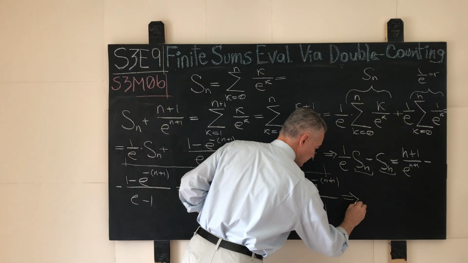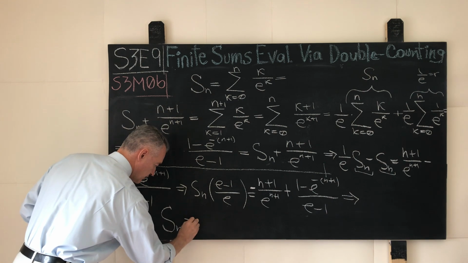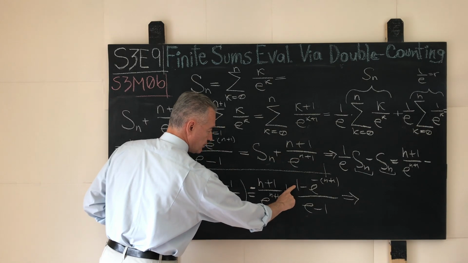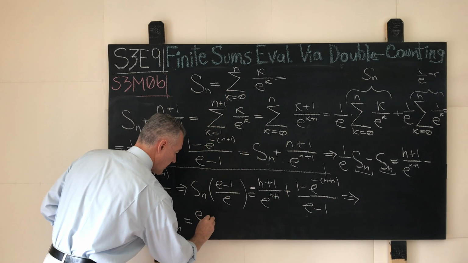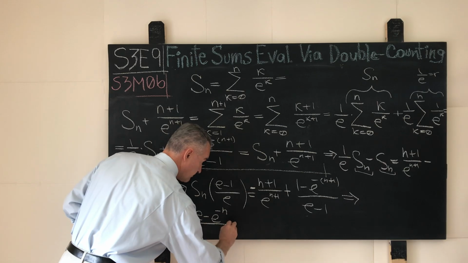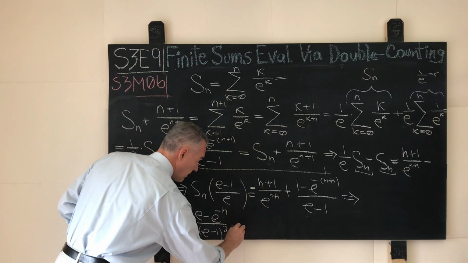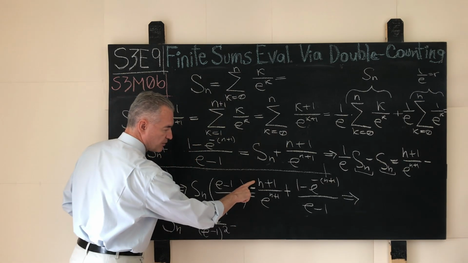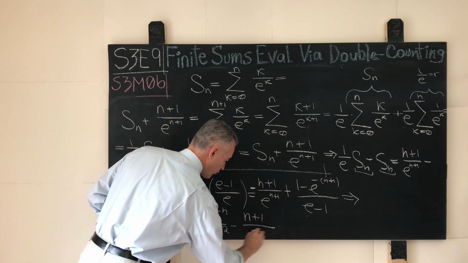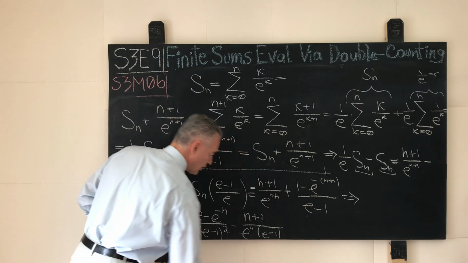From here it follows what? That our finite sum Sn can be evaluated in which way? Work with this guy. One copy of e goes into the numerator, so e minus e to the power minus n, divided by (e minus 1) squared, minus one copy of e goes here, canceled out with this guy, and we have (n plus 1) over e to the power of n, divided by (e minus 1).